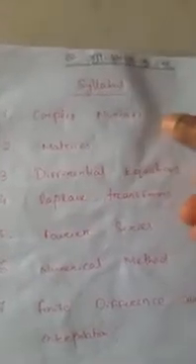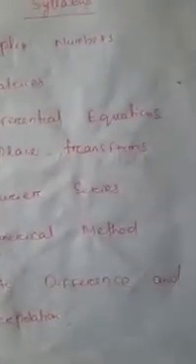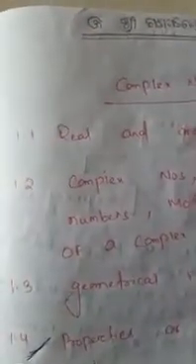There are 7 chapters altogether in Math 3. First one is complex number, then matrices, differential equation, Laplace transformation, Fourier series, numerical method, finite difference and interpolation. Next we will start with chapter number 1, right? So here chapter number 1 is complex numbers.